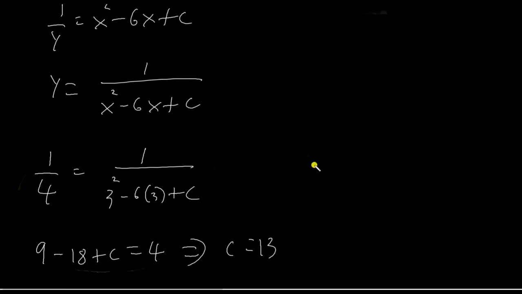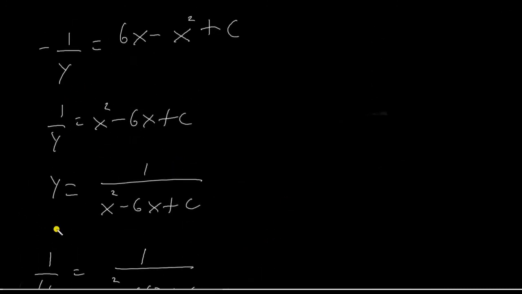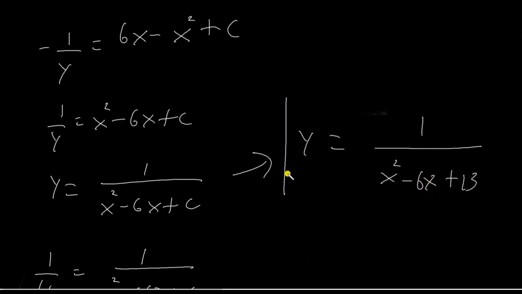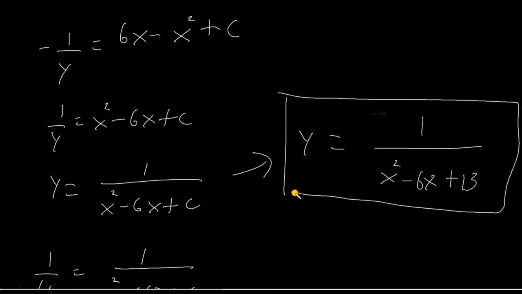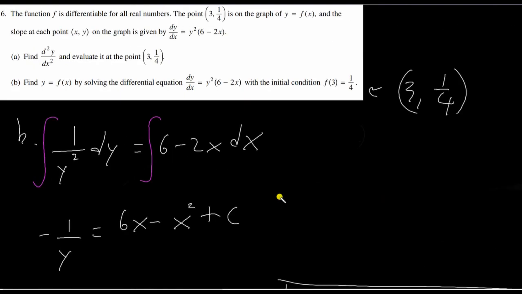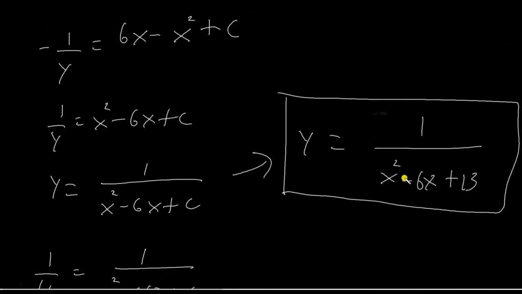So now that c is equal to 13, I'll just take this equation here. y is equal to 1 over (x squared minus 6x plus 13). And that is my final answer. Because remember, they wanted y equals f of x, and we got that.